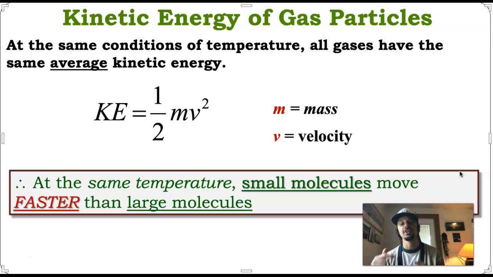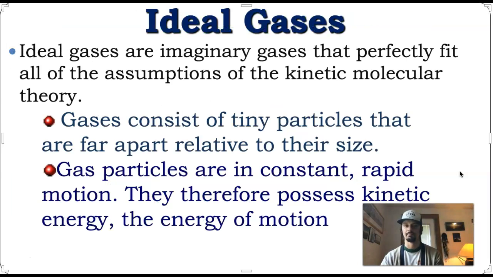Bigger molecules are moving slower. Smaller molecules are moving faster, but that kinetic energy is the same. All right, so ideal gases are imaginary gases that perfectly fit all of the assumptions of this kinetic molecular theory. Okay, so we're going to pretend today, when we're using that ideal gas law, that all of our gases perfectly fit this kinetic molecular theory.